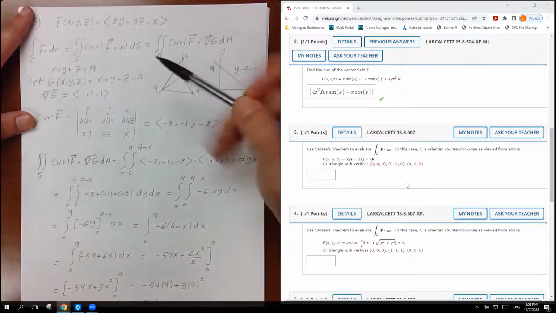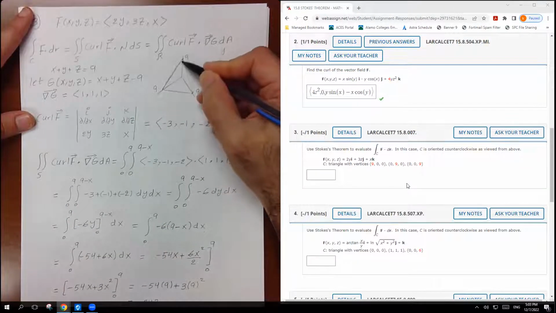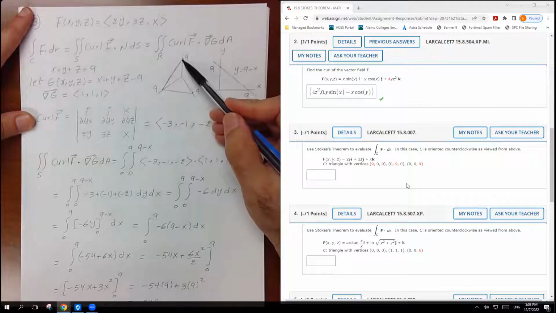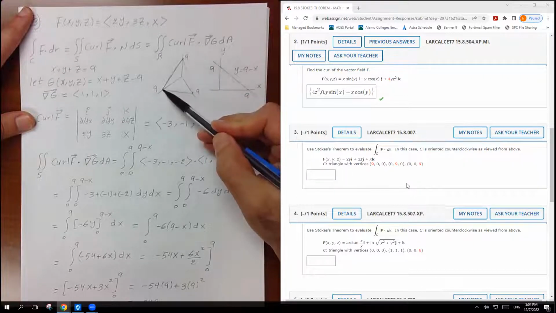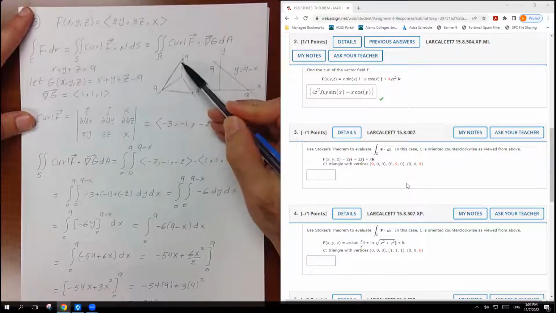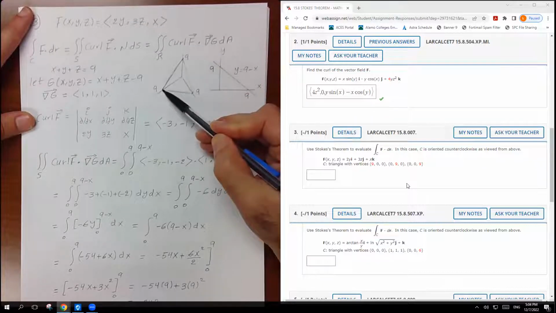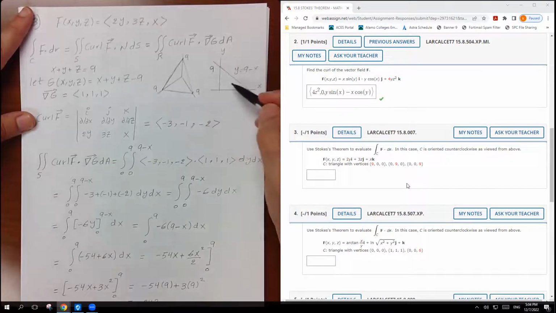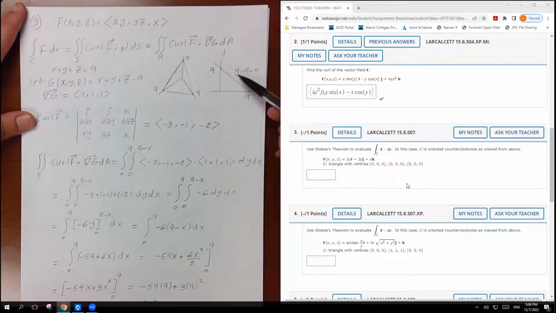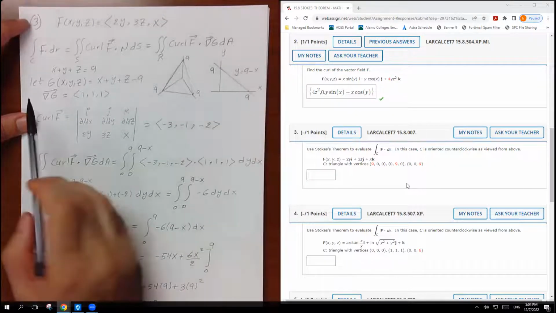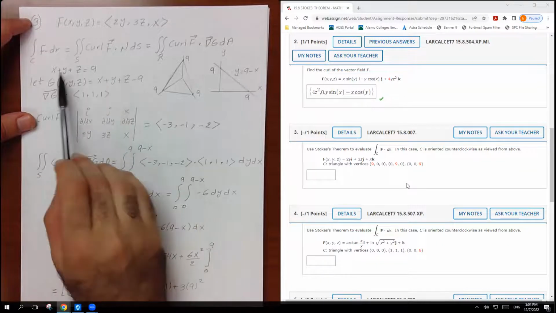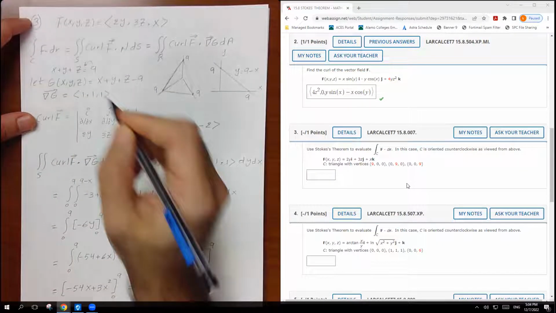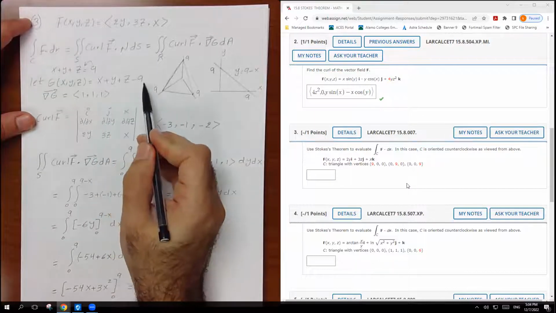So here is our triangle. If you graph it, it's going to be with the vertices 0, 9, 0, and 0, 0, 9, and 9, 0, 0. If I look at the XY plane, here is the X at 9, here is the Y at 9, and the line here is going to be Y equals 9 minus X. So we're going to assume that G is, we move the 9 to the other side, X plus Y plus Z minus 9.